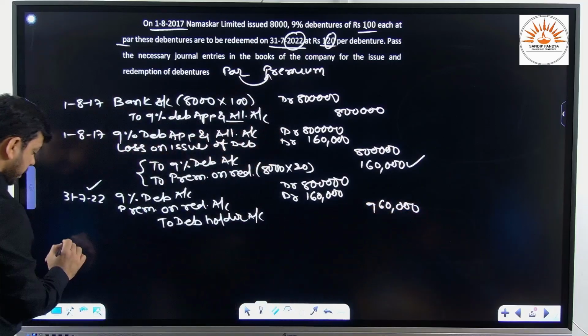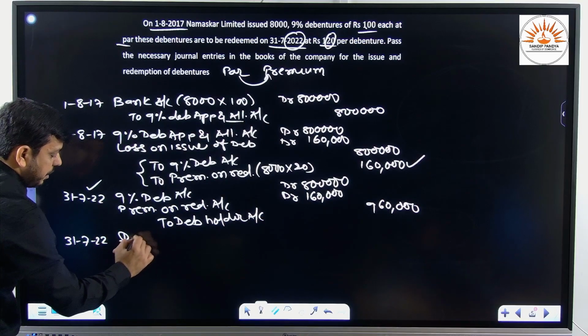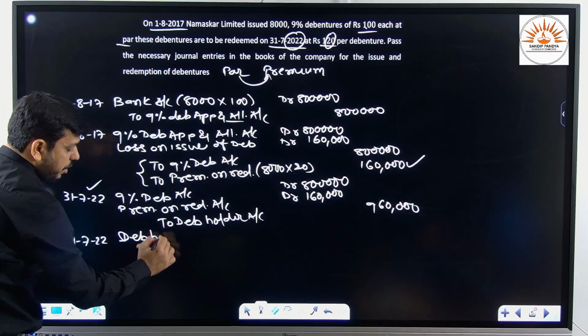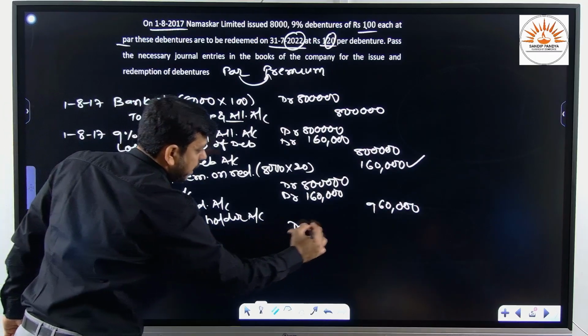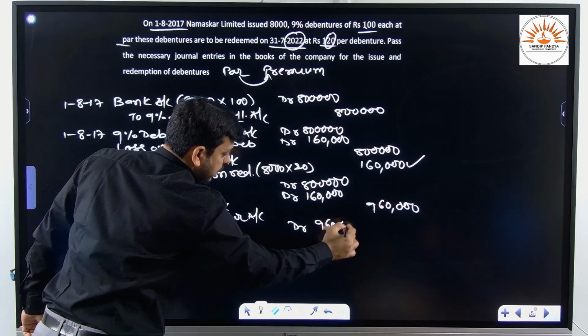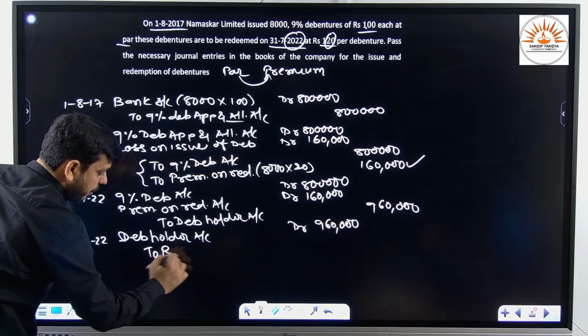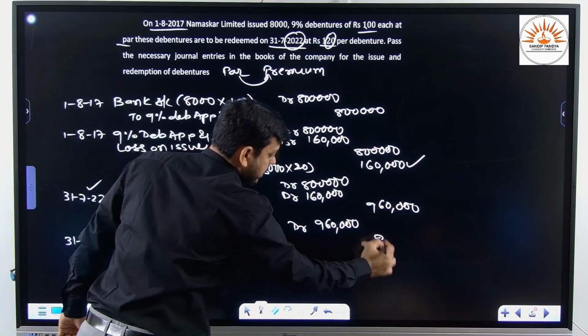And finally, on the same date, we are making a payment. So we shall write debenture holder is a receiver. Hence we shall debit debenture holder account, debit 9,60,000. We are making a payment via bank, hence bank is a giver for us. So bank account will be 9,60,000.